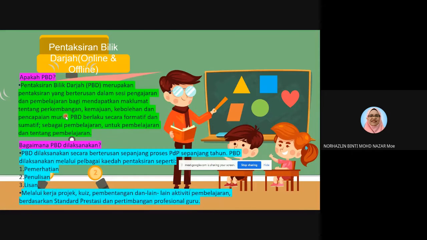Okay, we move on to pentaksiran bilik darjah, which is very important, sangat-sangat penting. It is to determine you next year for Form 4. Bukannya, oh tak apa, it's okay, no. It's very important if you want to be in the pure science classes. So pentaksiran bilik darjah.